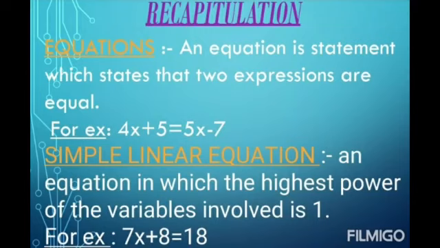Next is simple linear equation. An equation in which the highest power of the variable is 1 is called a simple linear equation. For example, 7x plus 8 is equal to 18. Here you can see only one variable is there and that variable x has power 1. So this is called a simple linear equation in one variable.